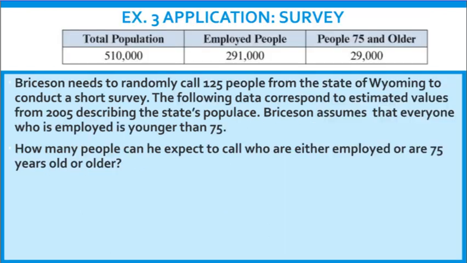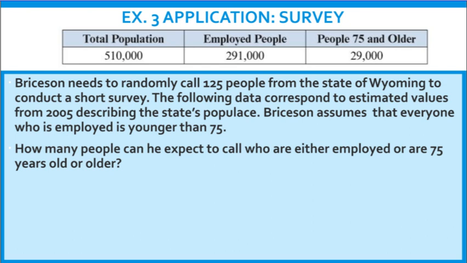And a couple application problems. Bryson needs to randomly call 125 people from the state of Wyoming to conduct a short survey. The following data corresponds to estimated values from 2005 describing the state's populace. Bryson assumes that everyone who is employed is younger than 75. How many people can he expect to call who are either employed or are 75 years or older?